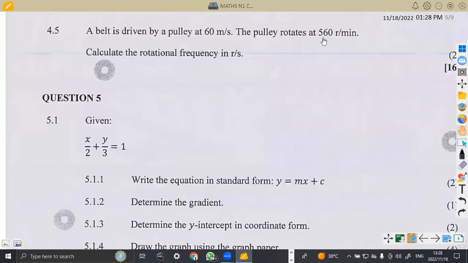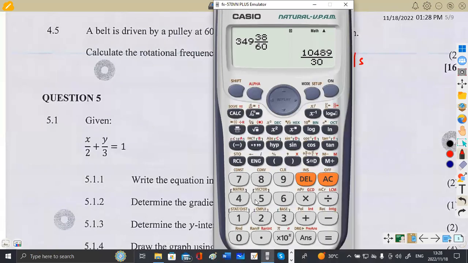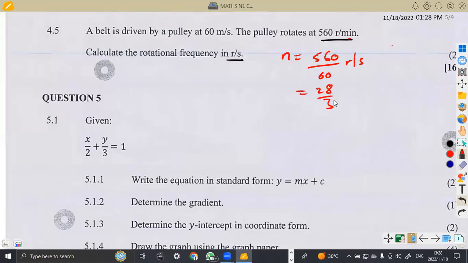All right, so in this case here, this answer is supposed to be in revs per second. This is revs per minute. So what do we do? We simply have to divide by 60 minutes. So which means our N is going to be 560 divided per minute, which means we have to divide by 60. It's going to be revs per second. All right, so that's 560 over 60. What do we have? 560 divided by 60 here, which is 28 over 3. So we are going to obtain 28 over 3 revs per second.